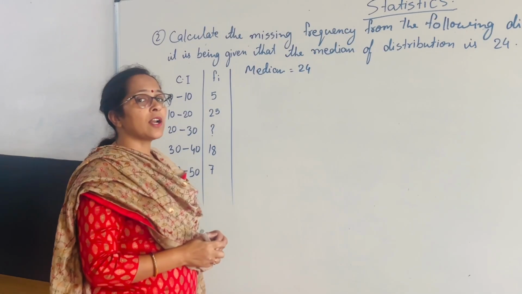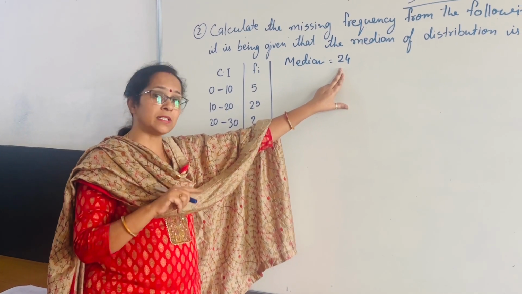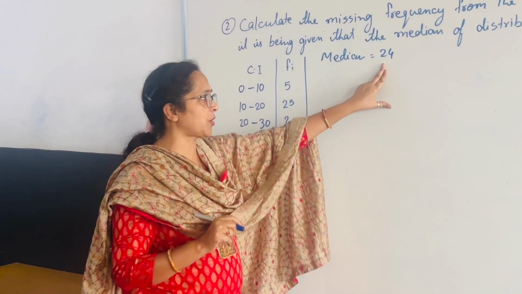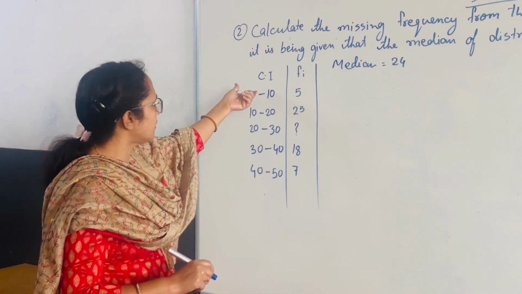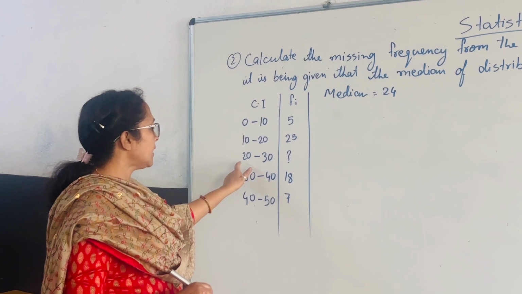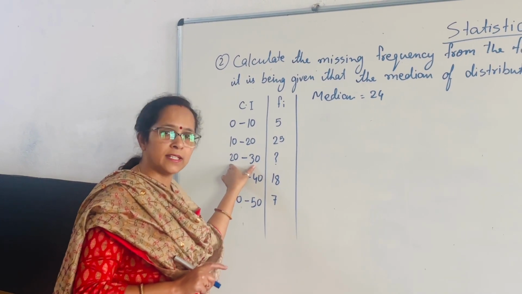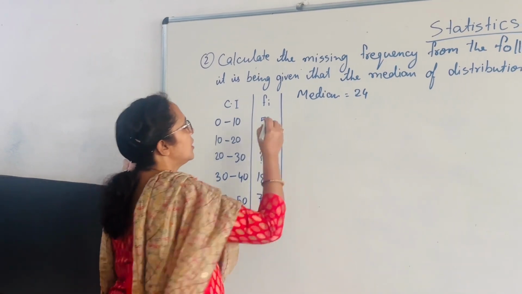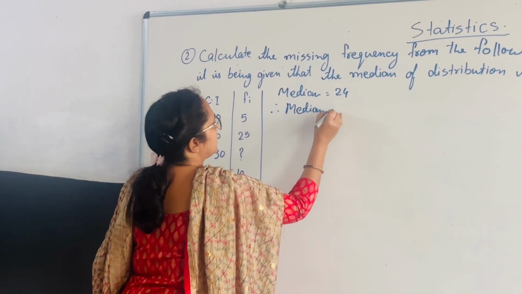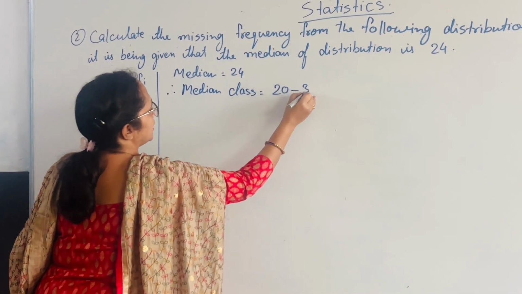So when we know the median, then it is very easy to find out the median class, which is very important. So 24 will fall in which group? Obviously 24 will fall in this group, 20 to 30. So this class is our median class. Fine. So therefore median class is equal to 20 to 30.